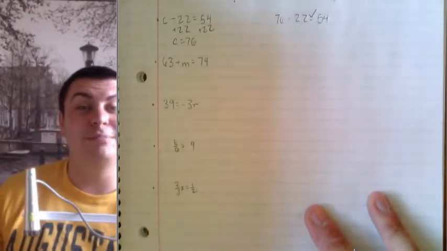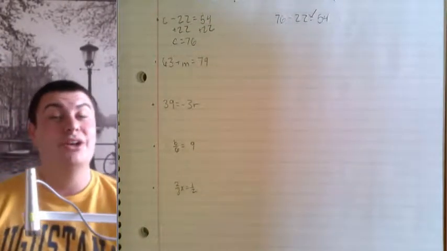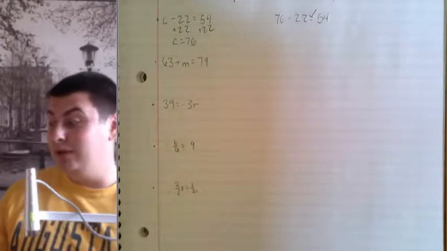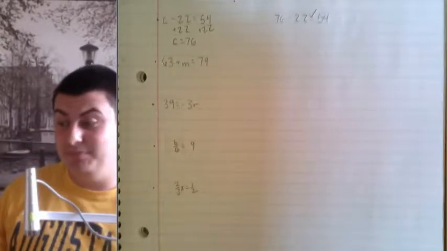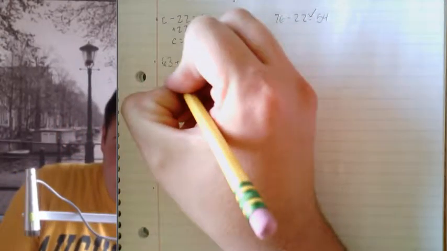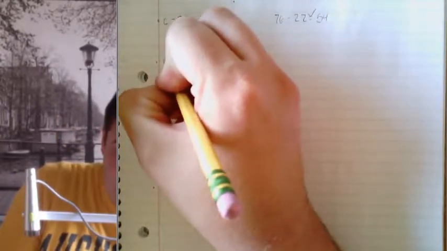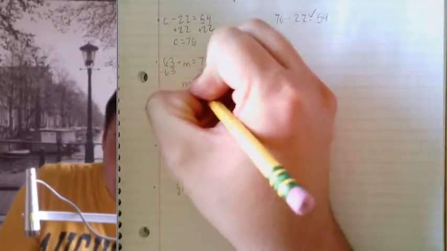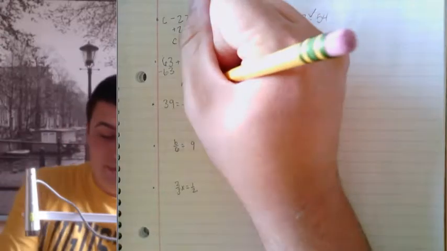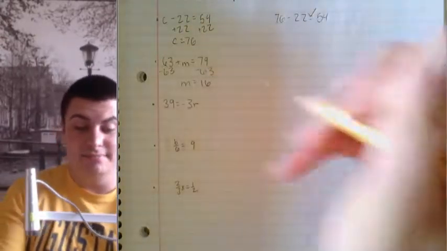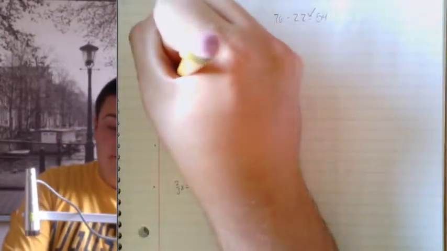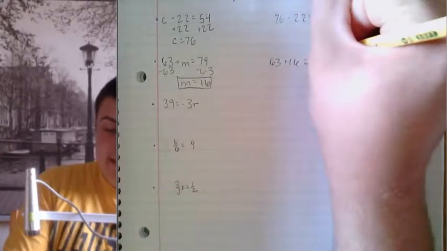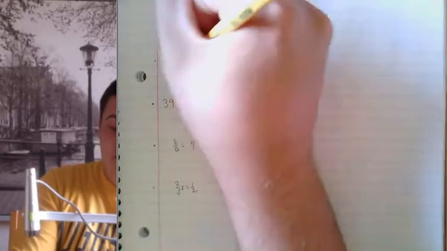Next, 63 plus m equals 79. We see the original equation has addition. To solve, we are going to use subtraction. So, if we have 63 plus m, we're going to subtract 63 from both sides. And we'll be left with m equals 79 minus 63, which is 16. Now again, if you ever doubt, 63 plus 16 does indeed equal 79.